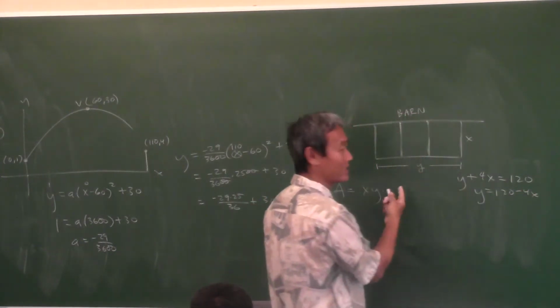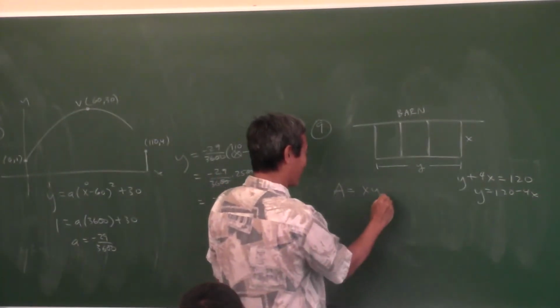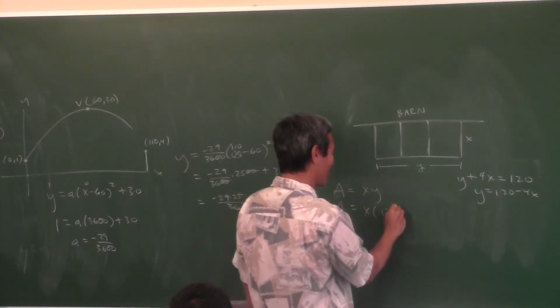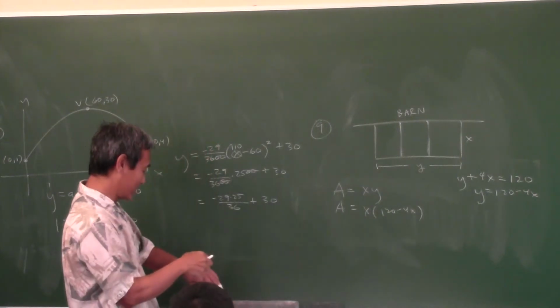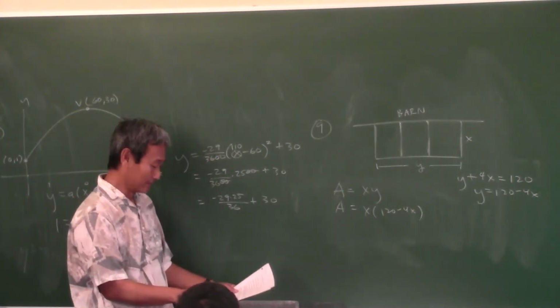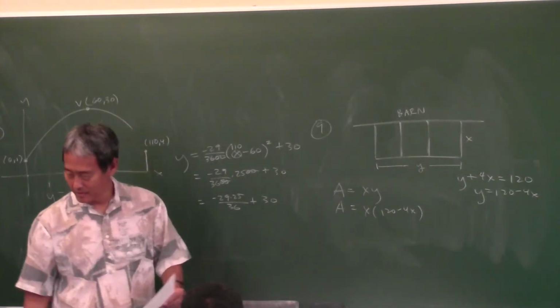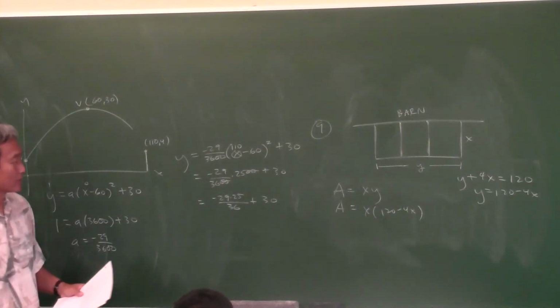Now some of you can just see that just by looking at the picture, but if you can't, then just write that. So therefore, substituting that for y, you get area is equal to x times 120 minus 4x. There you go. And what kind of function is that? What a surprise, it's a quadratic function. That's what we're studying. And B, okay, I changed the problem, and what does it say? Find the value of x so that the area enclosed is a maximum.